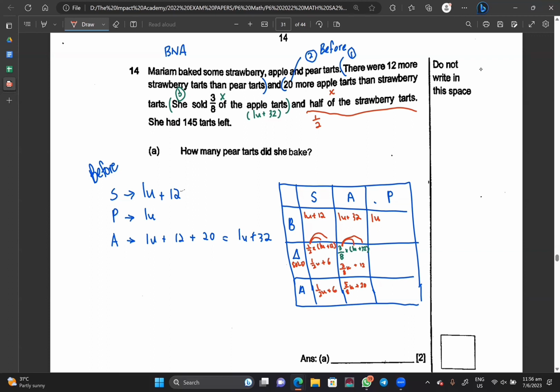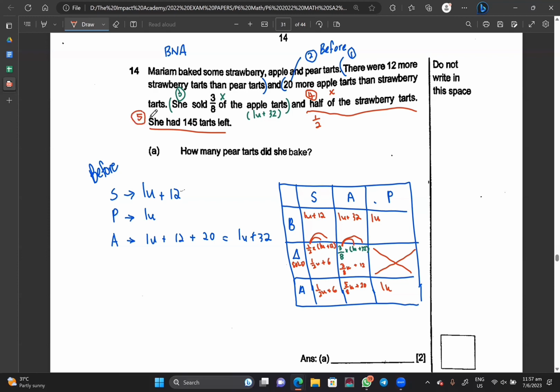Okay, now, what happens to pear? I didn't sell any, so I'm just going to X it out. Okay, and therefore, this is still 1 unit. Does that make sense? Now, once I'm done with sentence number 3, sentence number 4, I can go on to sentence number 5.